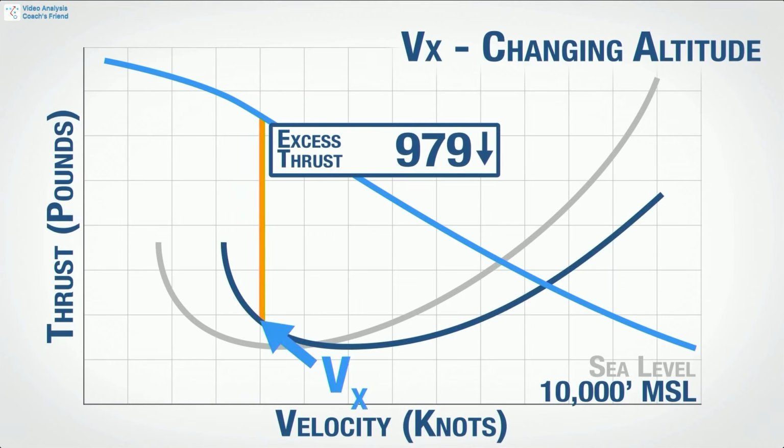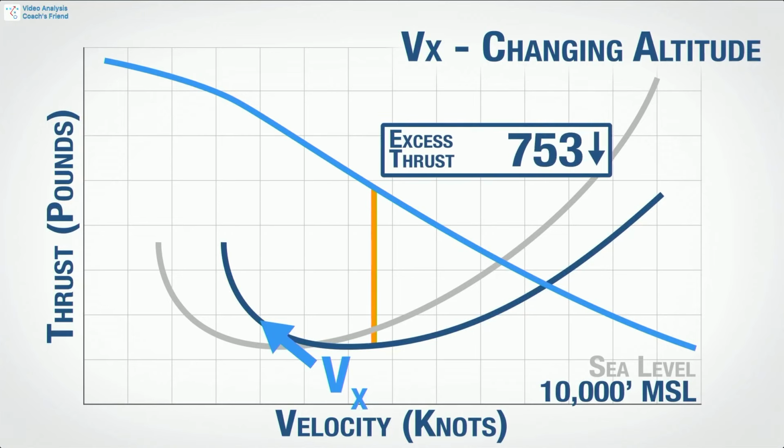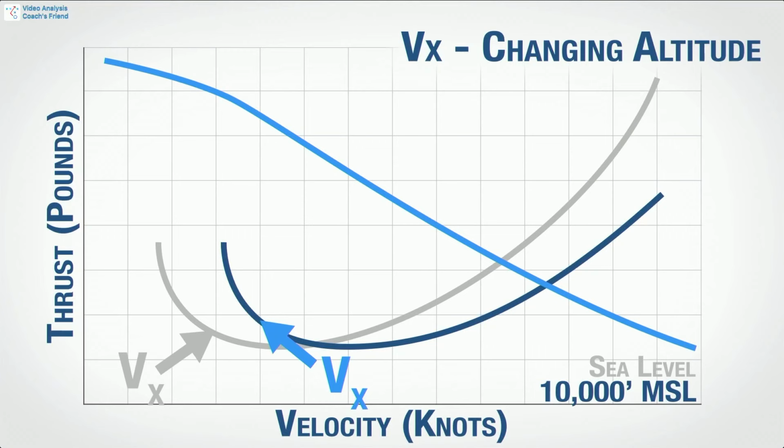And that's where it starts to decrease. So you can see that our most excess thrust, or VX, is still behind LD max. And if we compare 10,000 feet to sea level, you'll see that VX actually changes a lot. In true airspeed terms, as you climb, VX gets a lot faster.